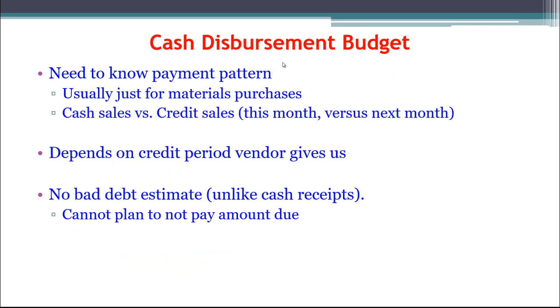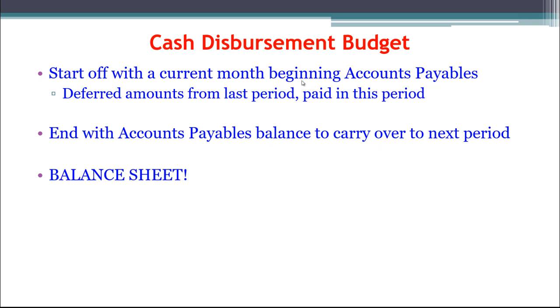For the cash disbursement budget, for the materials specifically, we also need to know the payment pattern. Usually it's a little bit easier. It's just a certain percentage this month, a certain percentage next month. We don't have the 3 different categories usually. And again, it's going to depend on what credit period the vendor gives us. We're not going to have any bad debts ourselves. We certainly shouldn't plan for that. Not paying a certain percentage, that's improper business. And again, we're going to have an informational accounts payable beginning and ending balance. That carries forward to the balance sheet.